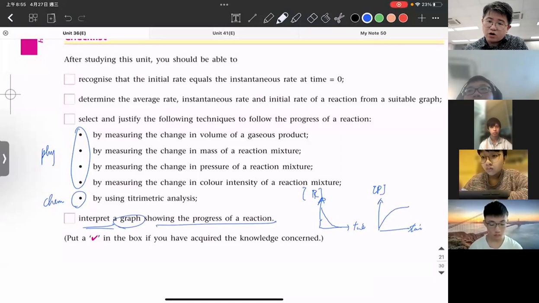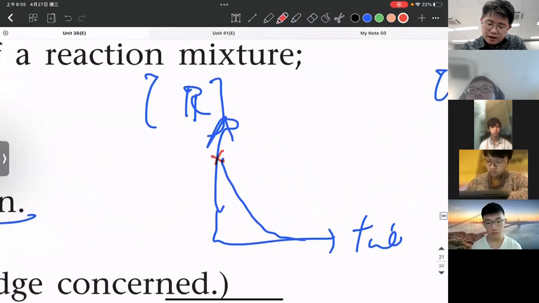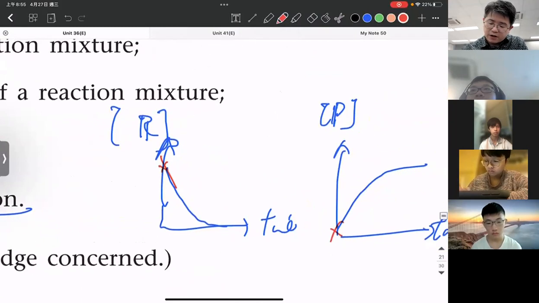Okay. After drawing this curve, what should be done is to quantitatively tell which part is faster, which one is slower. It is done by finding the instantaneous rate at a certain time. But most of the time, we would use the time equal to 0, being the initial rate. How can it be done? By enlarging the diagram and finding out the tangent. Find out the tangent, and you determine the slope.